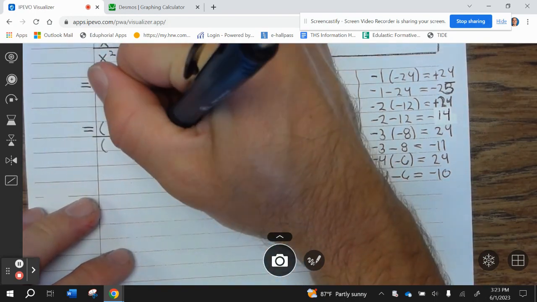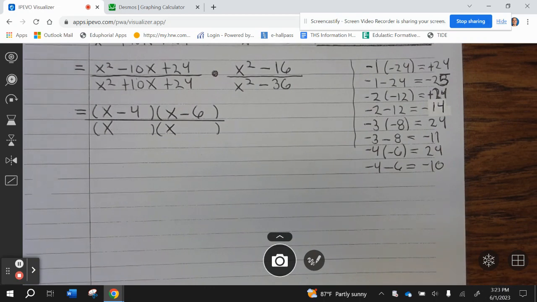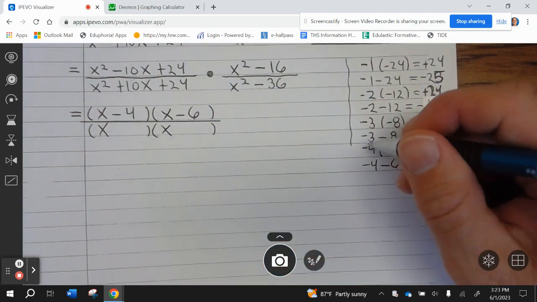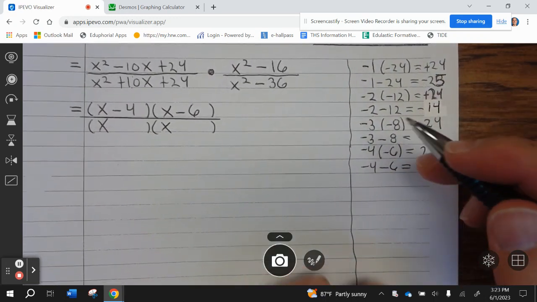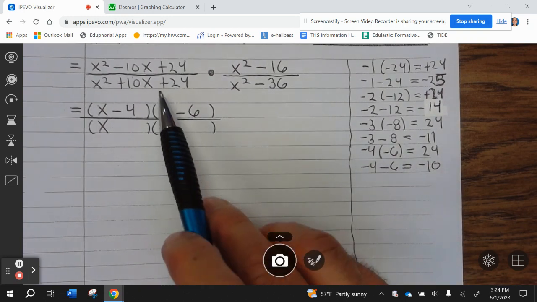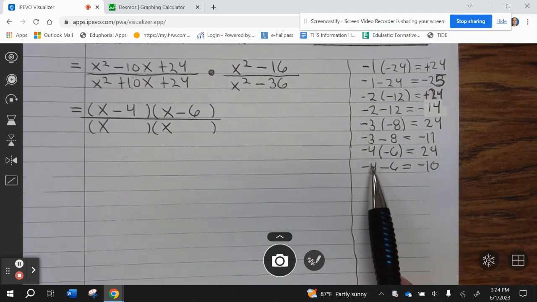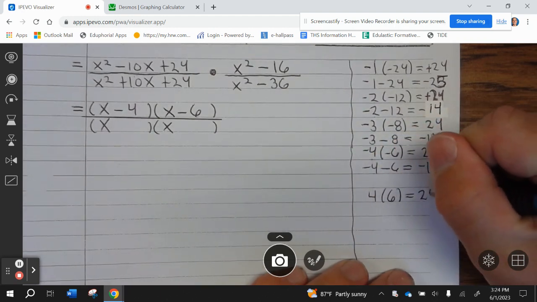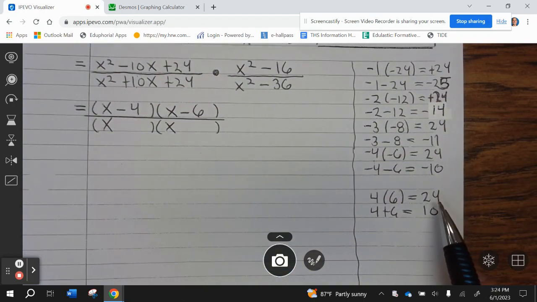Okay, two parentheses, x and x makes x squared. Now we need to figure out what numbers multiply to give you 24 and combine to be 10. Since both of these numbers are positive, both numbers are positive. But wait a second, I need 24 and 10 in the previous. So instead of going through this whole process, I'm going to start immediately with positive 4 and positive 6 is 24. 4 plus 6 is 10.